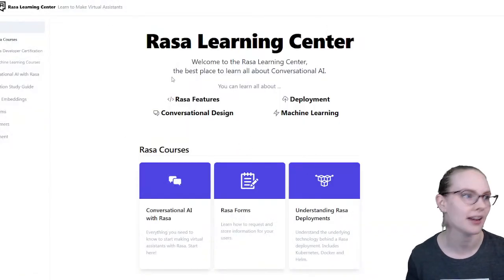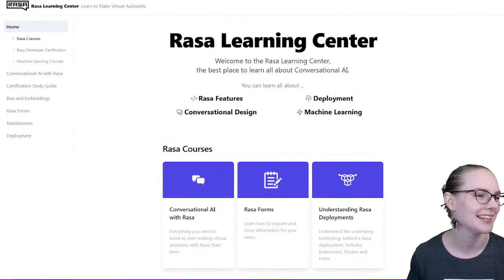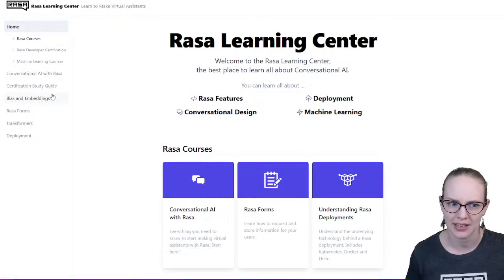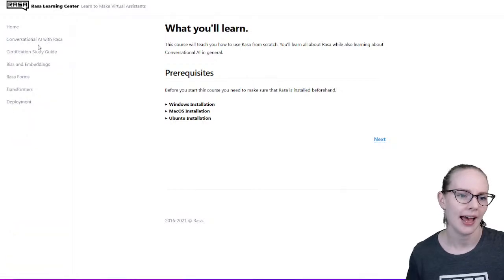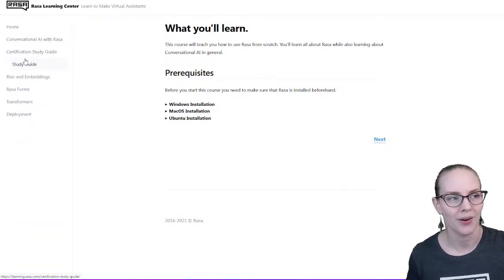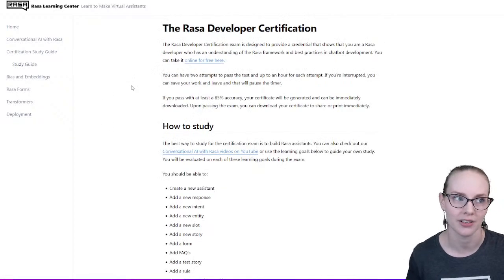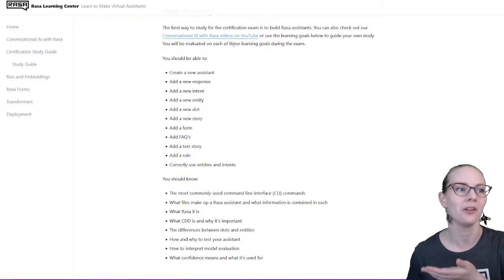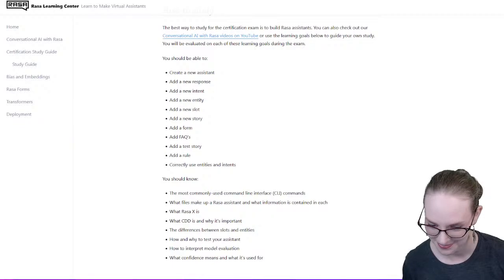That's learning.rasa.com. Let me move it over so you can actually see the sidebar. And then we have a number of courses: Conversational AI with Rasa, which is our sort of introductory course. And also, if this was easy peasy for you and you want to take the next step, then we also have our developer certification. And there's a study guide here. This is all of the things that will be on that certification exam.